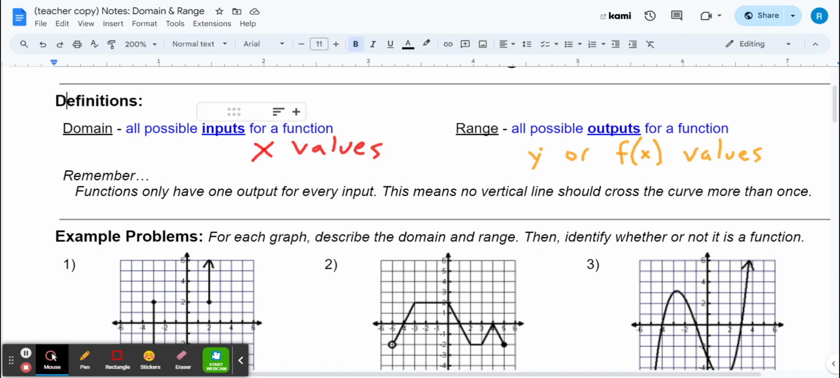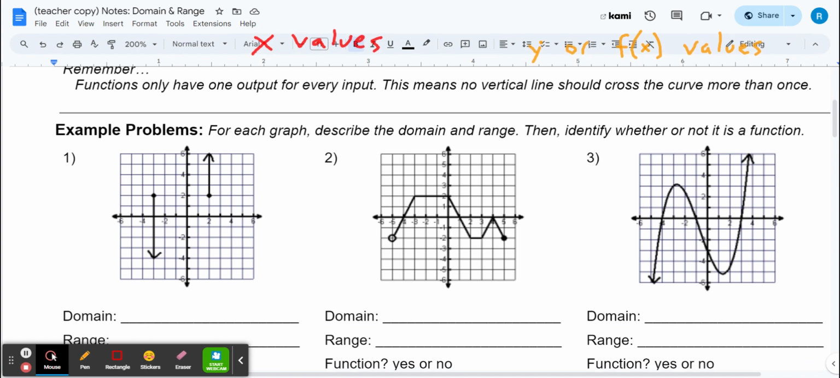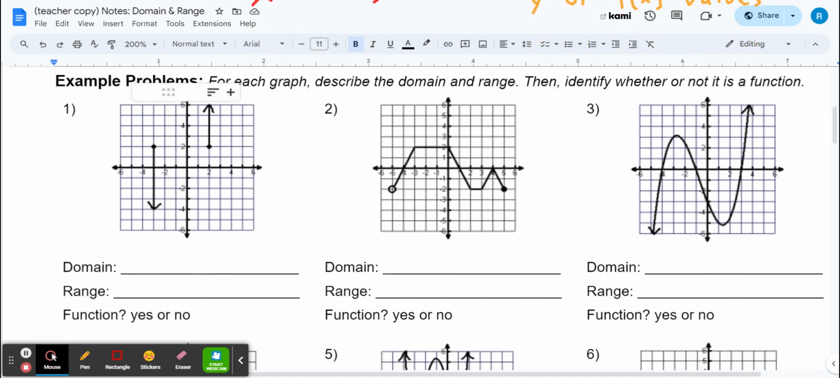And the reason we're covering domain and range today is to make sure that we have a good understanding before our next unit, where this is going to be talked about a little bit more. And it also came up on our middle of year benchmark, and I want to make sure we address it more formally than we've talked about in the past. So, looking at example problems for each graph, we're going to describe the domain and the range, and then we're going to identify whether or not it is a function.